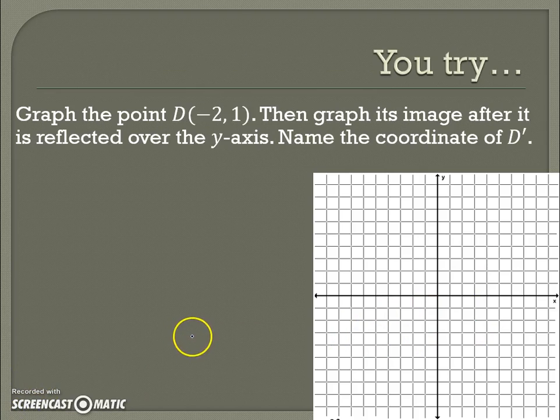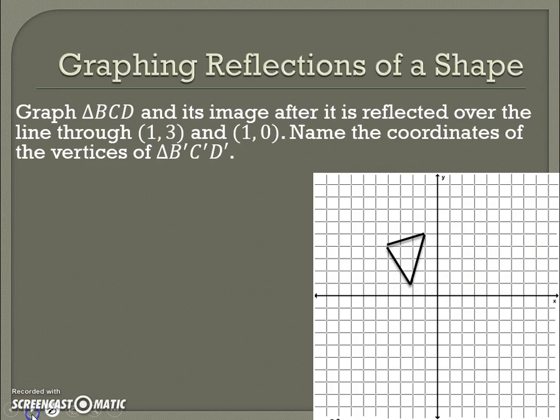So here's one for you to try. Go ahead and pause. The answer will be up in 3, 2, 1. All right, so this is what I got. Here's the original point D, and then when reflected over the y-axis, it's coming this way, and there's my new point. There's my ordered pair. So let's keep moving along here.